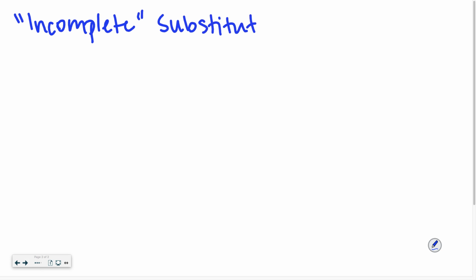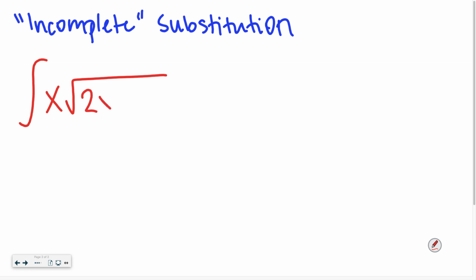Now, I want to talk about something called incomplete substitution. Sometimes we can use u substitution, but maybe there's like a little something extra left over. Okay. What do I mean by that? I'm just going to go straight into an example. X square root of 2x minus 1 dx.